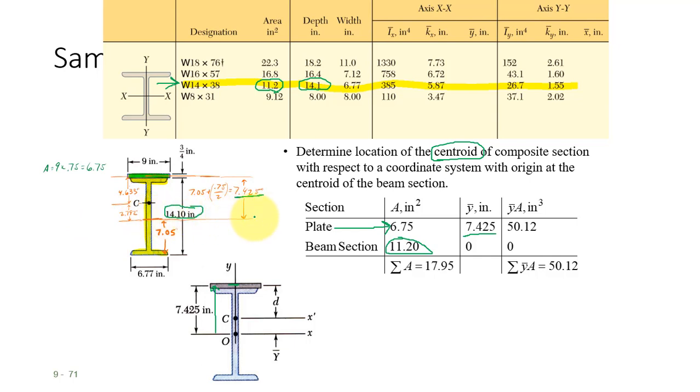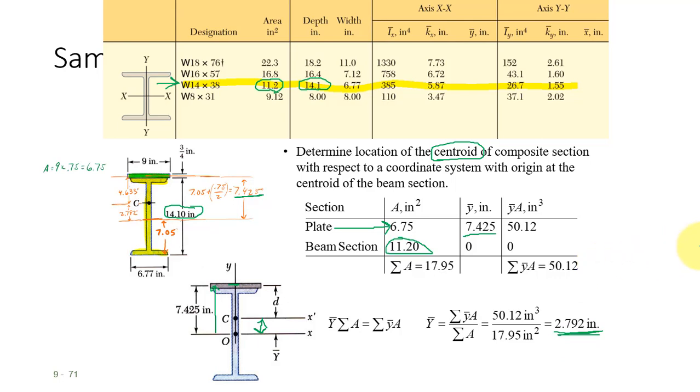So what we're after here is the distance that the centroid is away from this original axis. So we're looking for x to x prime. That's this 2.792 that we're getting. And go back and review centroids if you don't remember how to get the centroid of something. So 50 divided by 17.95 gives us the centroid of the composite area.